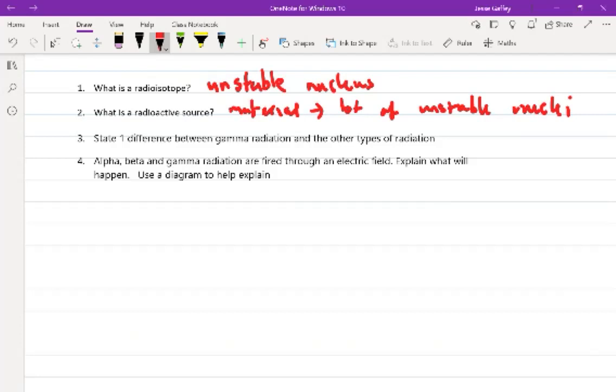Okay, state one difference between gamma radiation and other types of radiation. Well, you could have said it has no charge. That would be one difference. I suppose the main difference is it's not a particle. It's energy. It's not a particle. So alpha and beta radiation are particles. Gamma radiation is just a wave transferring energy. So it's just energy. Alpha, beta, and gamma radiation are fired through an electric field. Explain what will happen. Use a diagram to help explain.